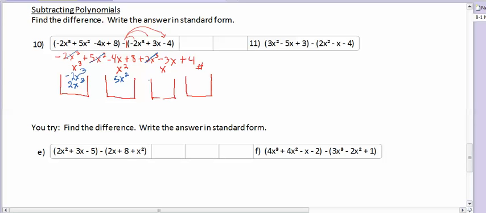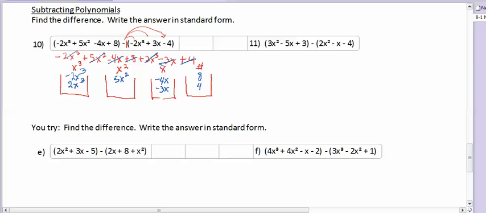Now I go look at the next one. I have a negative 4x. That goes in the x bucket. And then I have a negative 3x. Goes in the x bucket. And then I have two numbers, an 8 and a positive 4. Okay? And I've marked off all of my numbers.